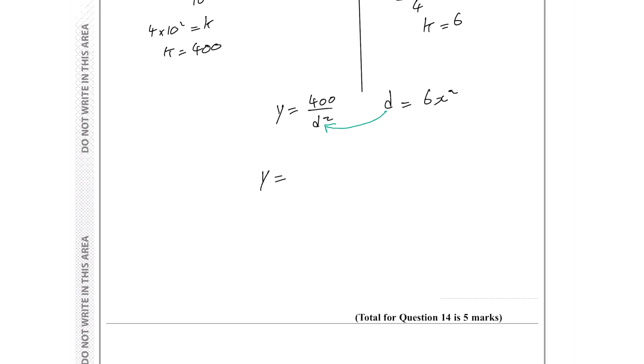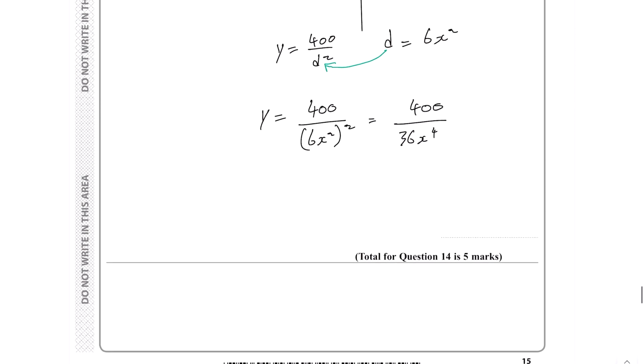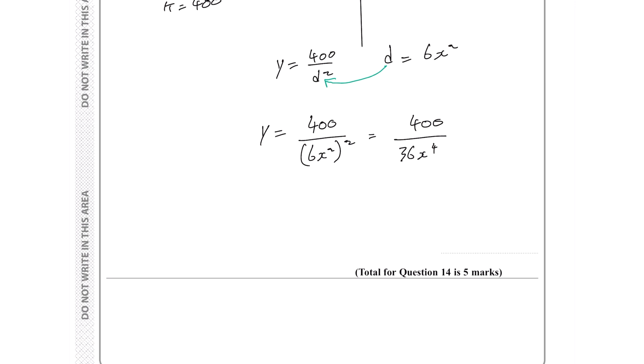So that then becomes y is equal to 400, that stays. Underneath it, it's d squared, but we know what d is, 6x squared. And there's still a square on the outside, so don't forget that. So that becomes 400 over 6 times 6 is 36, that becomes x to the power of 4. And it does say give your answer in its simplest form. So if I come back down, we have 36 and we have 400. Hopefully you've started thinking of the 4 times table. So that's going to be 100 and that's going to be 9. So you can leave that as 100 over 9x to the power of 4.